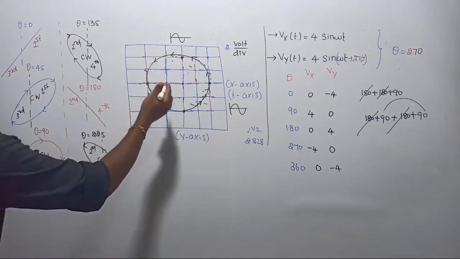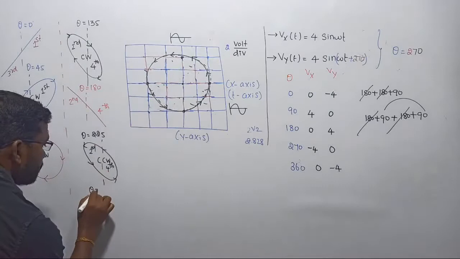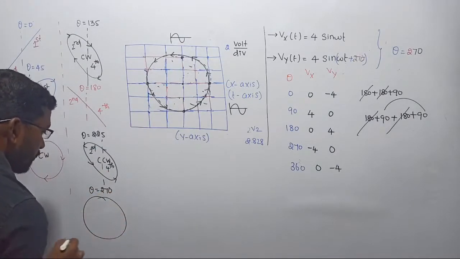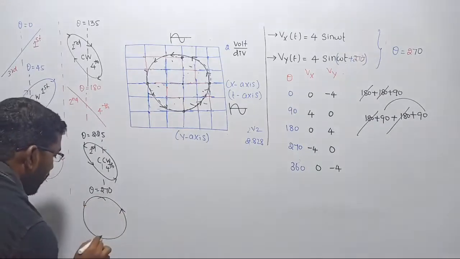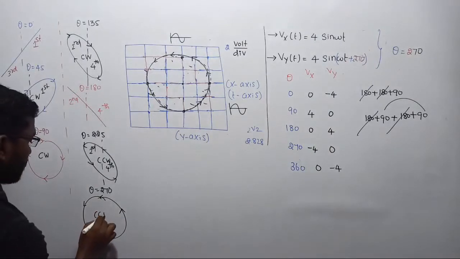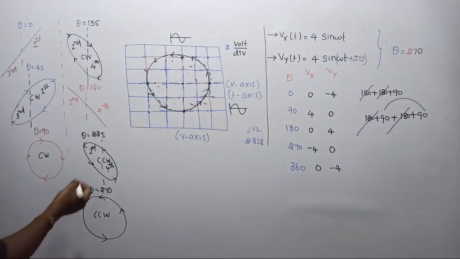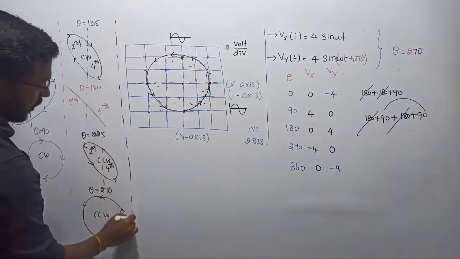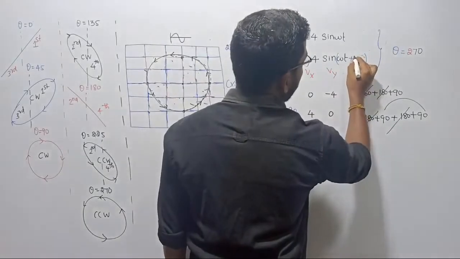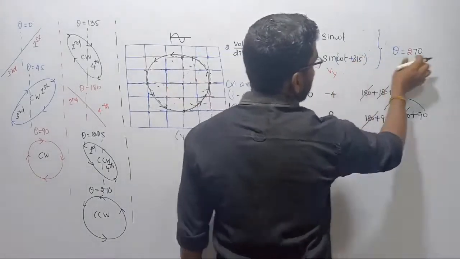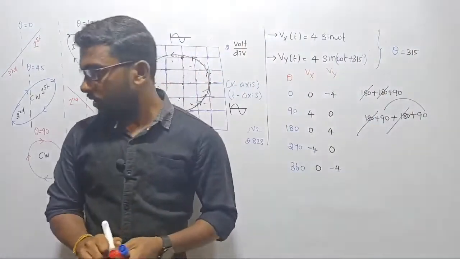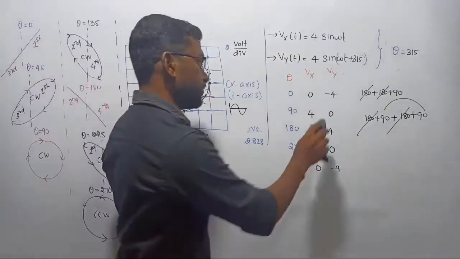Let me draw. At theta equal to 270 degree, again we are getting this circle, and this circle is rotating in the counterclockwise direction, right? Direction is counterclockwise. Getting me? Yes. So next, let us consider the last point at theta equal to 270 plus 45, that is 315. So let us consider 315. Let us plot the final waveform. Okay, that's all from my side.